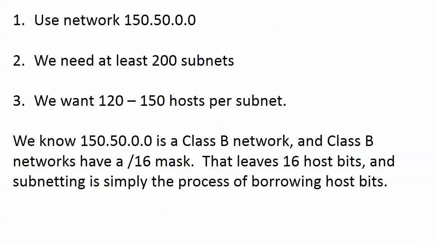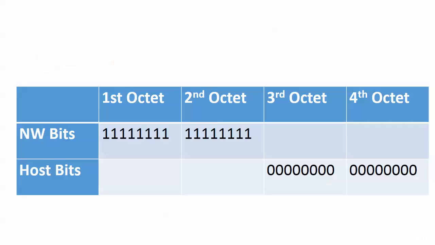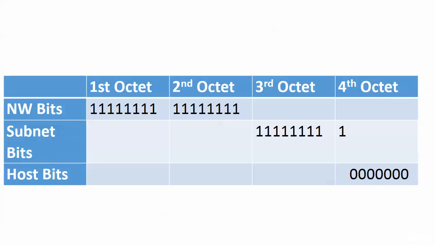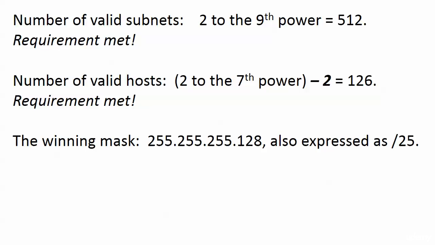So here we were actually given a minimum number of subnets and then a range of hosts per subnet. What we would do in this situation is borrow 1 more subnet bit. We're going to end up looking like this, because that gives you 9 subnet bits. So the number of valid subnets, 2 to the 9th power, is 512, the requirement is met. We have at least 200. Then the number of valid hosts, 2 to the 7th power minus 2, equals 126, requirement met.